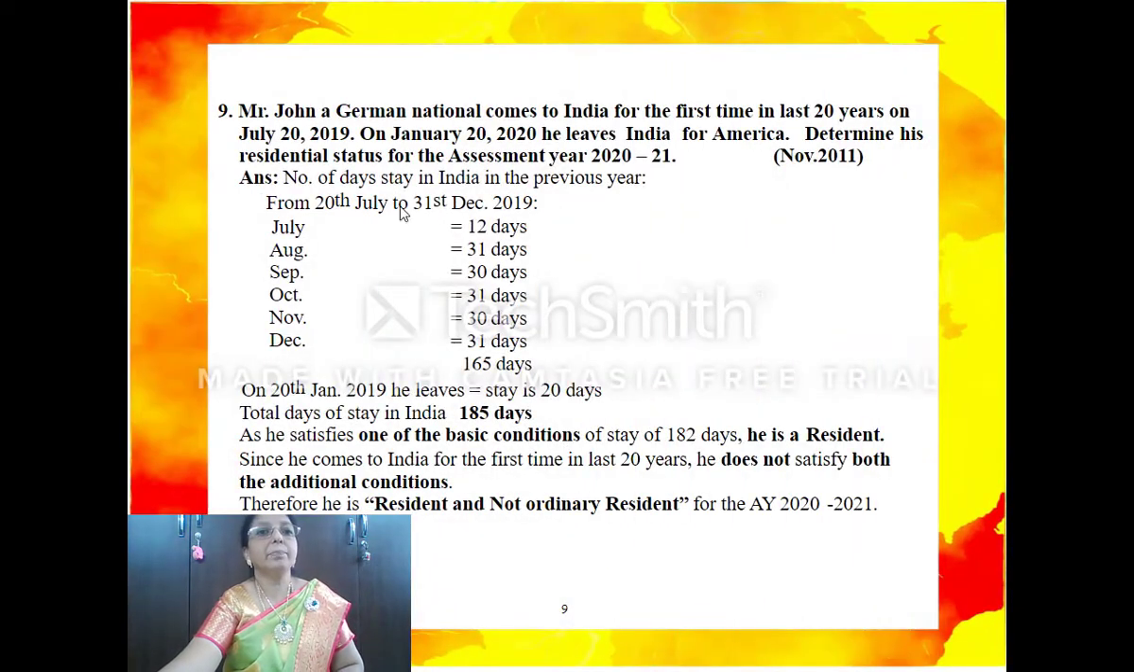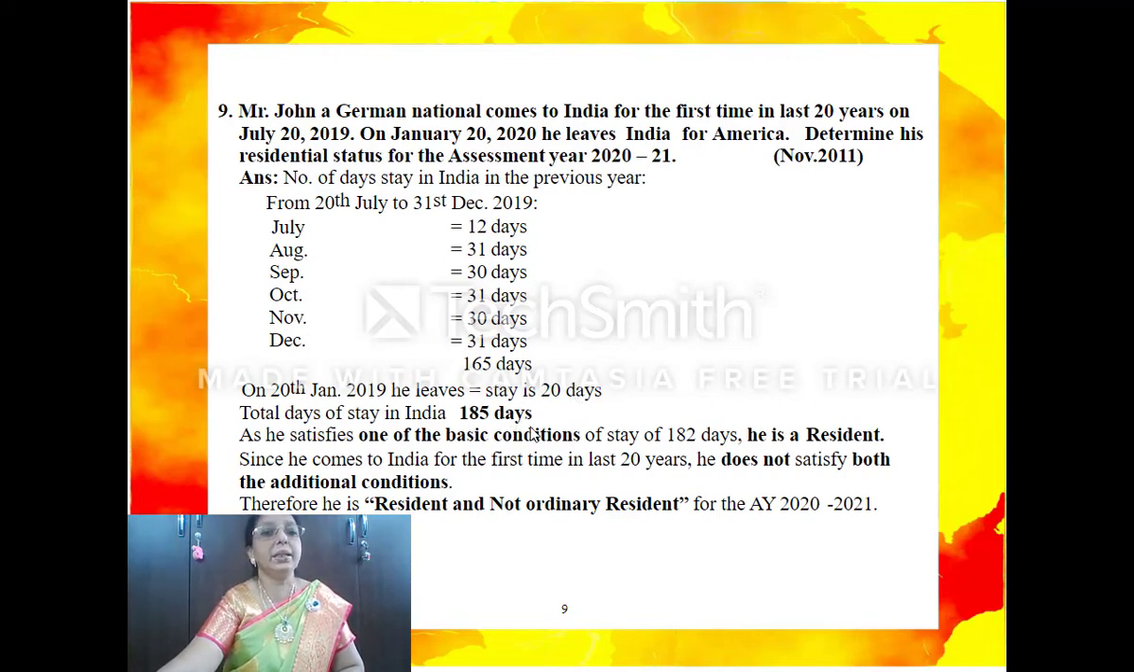The next situation: Mr. John, a German national, comes to India for the first time in the last 20 years on July 20 and leaves on January 20, similar to the sum that we just saw. So July he is there for 12 days, August 31, September 30, October 31, November 30, December 31. Totally he is there for 165 days. And on 20th January he leaves, so in January he is there for 20 days. So 165 plus 20, it becomes 185 days in India.